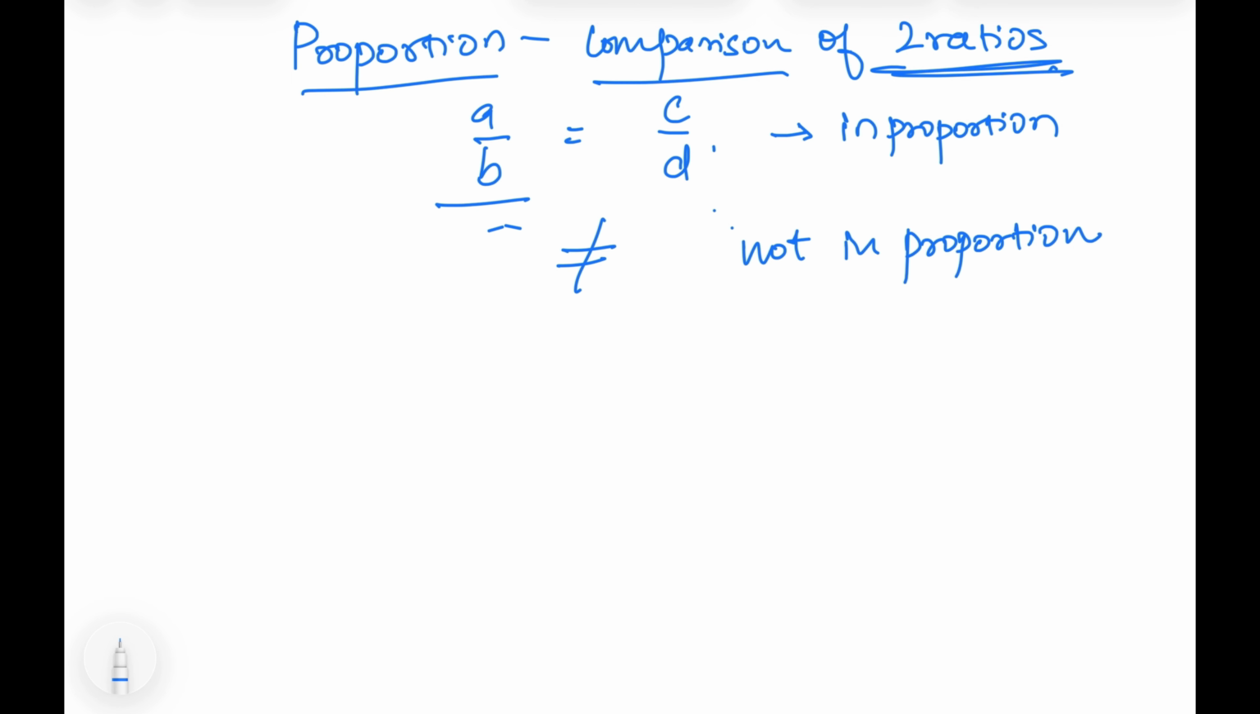So we have two ratios here, A upon B and C upon D. We compare them. If we get them equal, we can say that this ratio is in proportion with the second ratio. But if they are not equal, we say that this ratio is not in proportion with the second one. So this is the meaning of the words ratio and proportion.